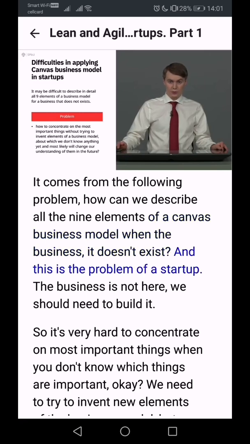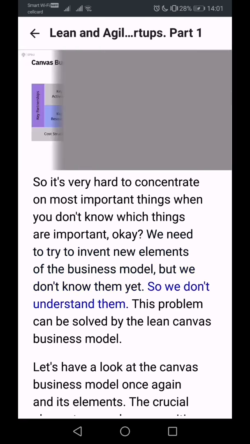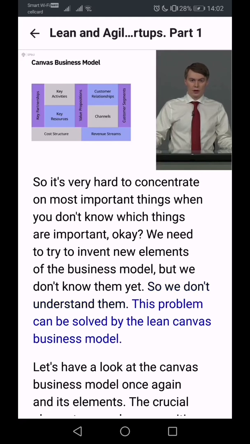And this is the problem of a startup. The business is not here. We need to build it. So it's very hard to concentrate on the most important things when you don't know which things are important. We need to try to invent new elements of the business model, but we don't know them yet, so we don't understand them. This problem can be solved by the Lean Canvas business model.